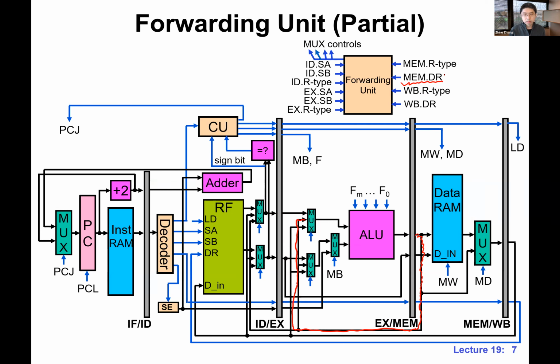We want to use mem.DR. We want to see whether mem.DR matches which one. So we are looking at this one, this is really data A, and whether it matches this one or not. Is it clear? If there's a match, if the instruction in the memory stage has, let's say, this one equals R1, and this one also equals R1, then we have a potential data hazard. That's where we need to forward.